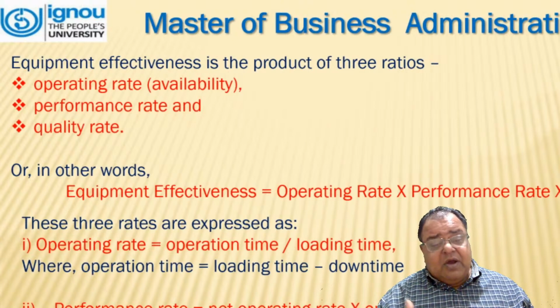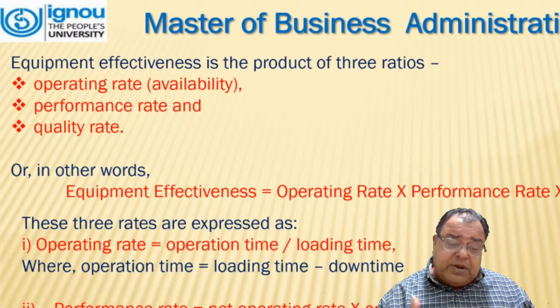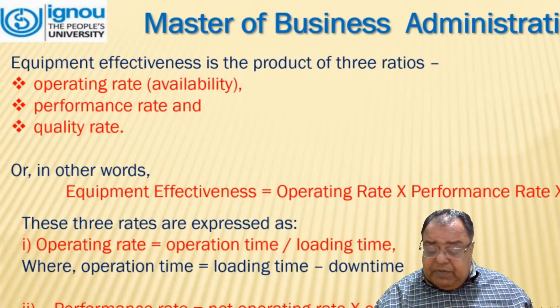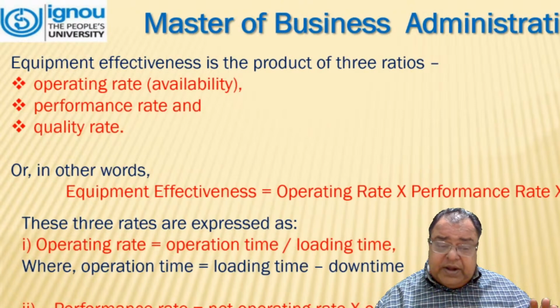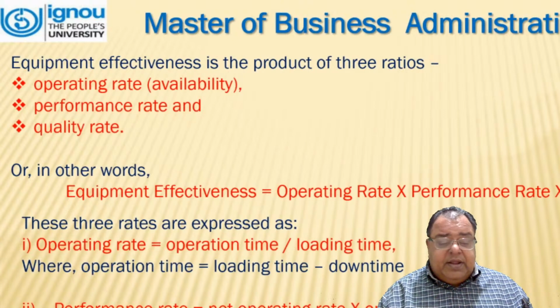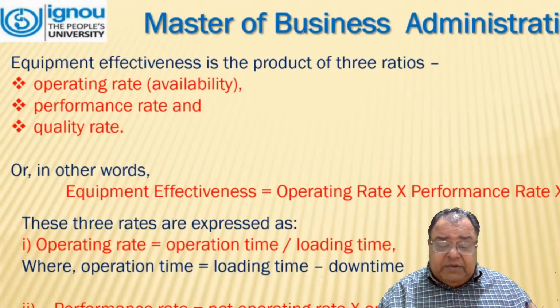Operating rate is operation time by loading time, where operation time is loading time minus downtime. Second one is performance rate. Performance rate is the product of net operating rate and operating speed rate. And the third one is quality rate. That will no doubt be a ratio: acceptable amount to processed amount, where acceptable amount is processed amount minus defective amount.